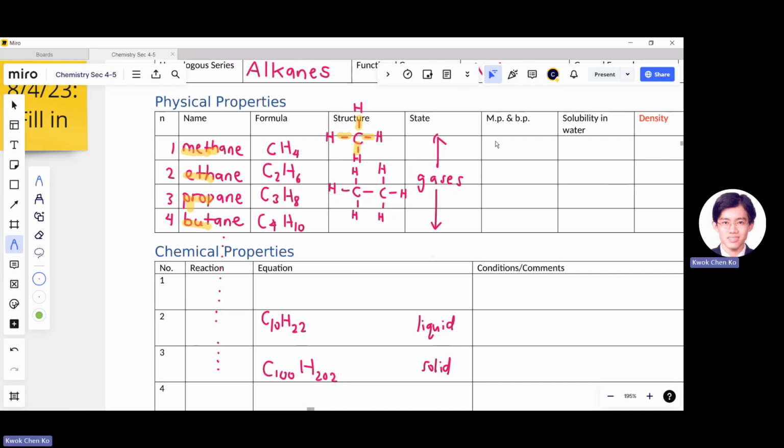So I hope you can tell what to write next for MP and BP. Essentially, as you go downwards, MP and BP increase.